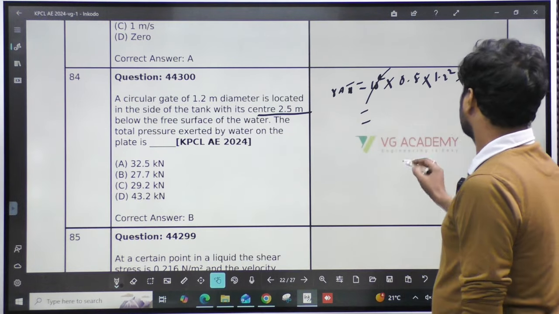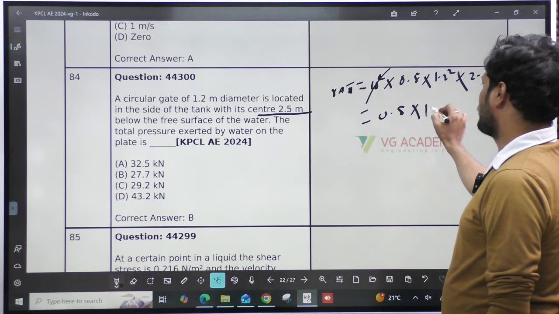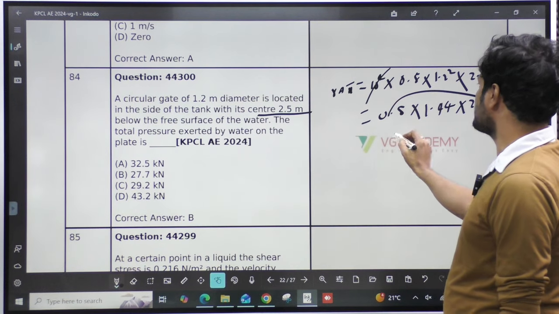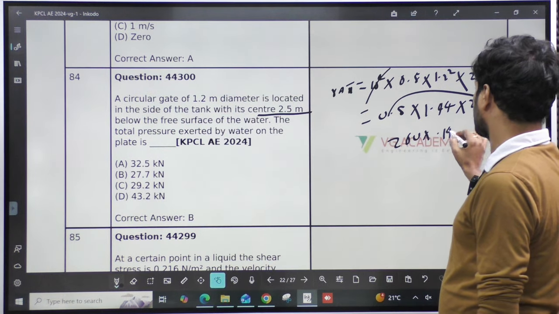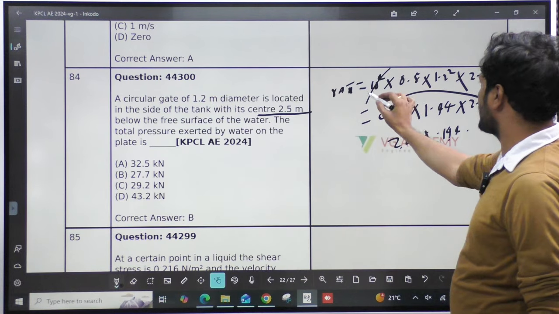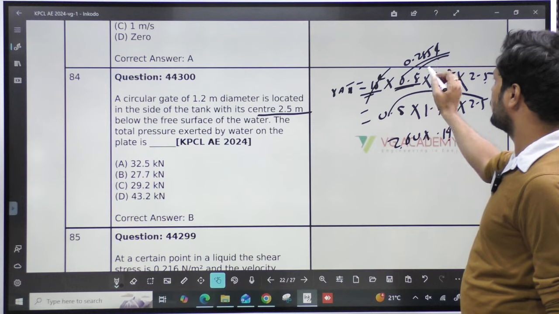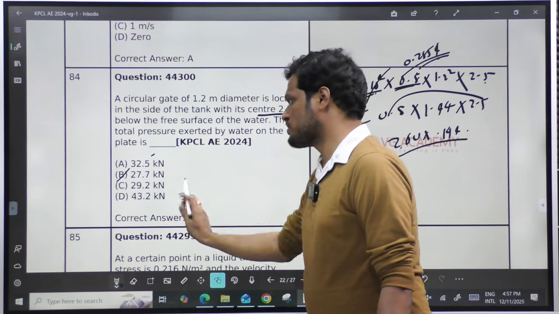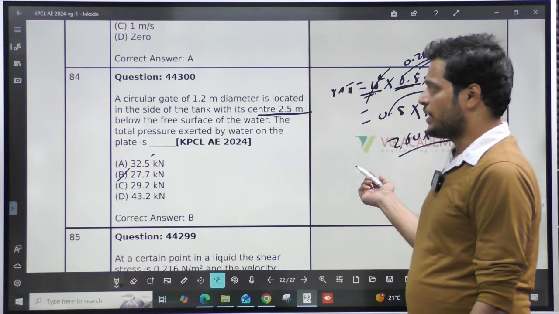So round figure 8 into 0.8 into 1.2 square, 1.44, into 2.5. 2.5 times 8 is 20, into 1.44. So 14, 2s are 28, less than 28, because I have taken 0.8, because this is 0.7854 pi by 4, and this is 9810. So the answer should be less than 28, possible option, option B. Understood why it is less than 28?